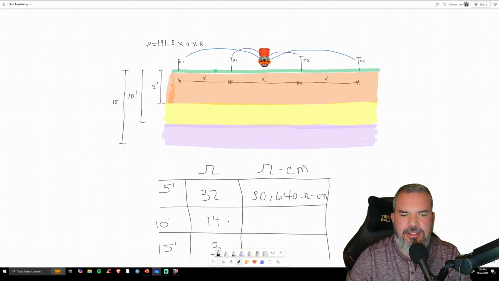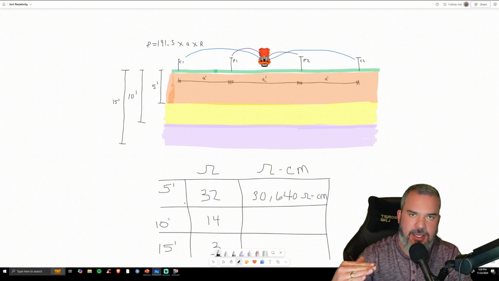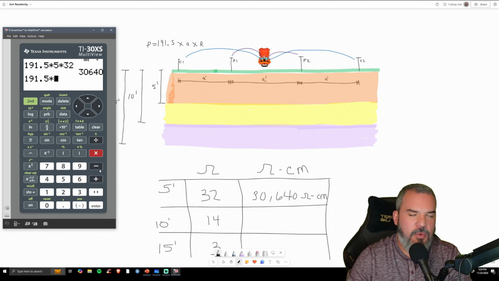All right, got it. Let's look at 10 feet deep. Now remember, I'm looking at the orange layer and the yellow layer up there, and so we're going to do some calculations there. So we're going to go 191.5 times A. What's A this time? It's 10, because I'm at 10 foot spacing and I'm looking at 10 foot depth. And then I'm going to multiply that by the resistance I measured, which is 14. So 191.5 times 10 foot spacing times 14 ohms.